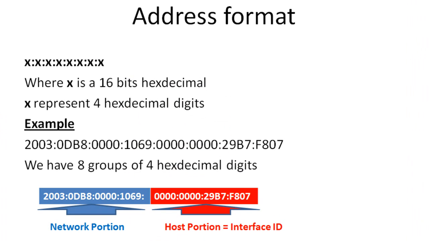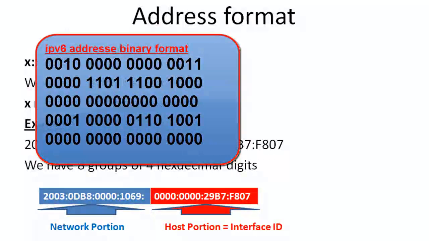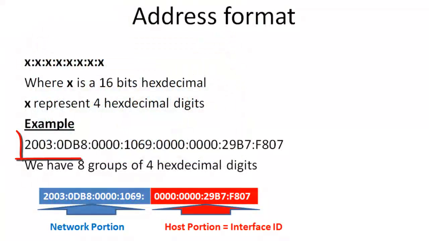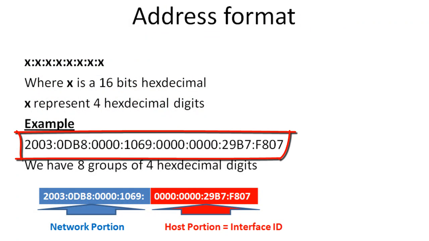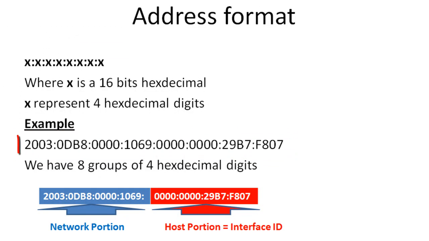An IPv6 address is a 128-bit binary number represented by 32 hexadecimal digits, and those 32 hexadecimal digits are divided into 8 groups, and each group represents 4 hexadecimal digits. Those groups are separated by a colon, as you see up here in this presentation, in this example.